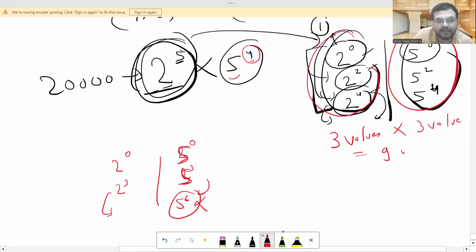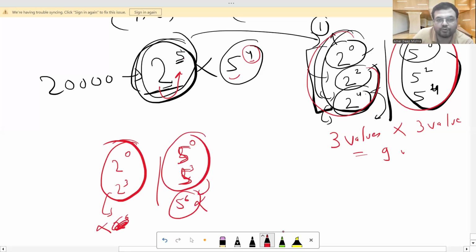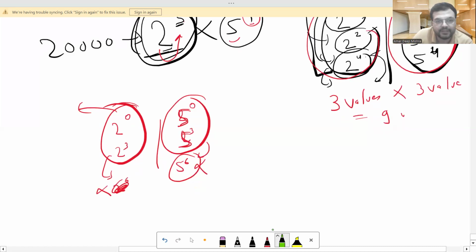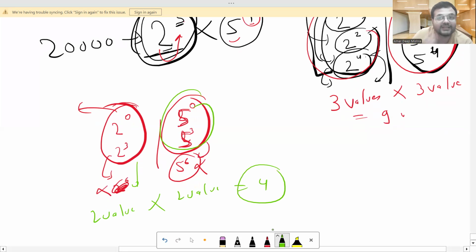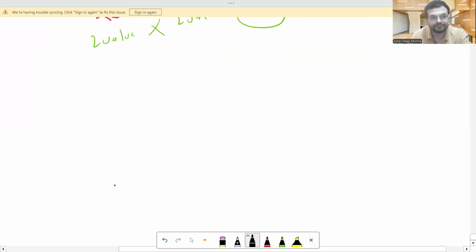No, not possible, because the maximum power of 5 is 4 here. Similarly, can I take 2 power 6? Not possible, because the maximum power of 2 is 5 here. So from the first column, we have 2 values, and from the second column, we have 2 values. That means a total of 4. Total 4 factors are perfect cubes in nature. Let me take one more example for more clarity.